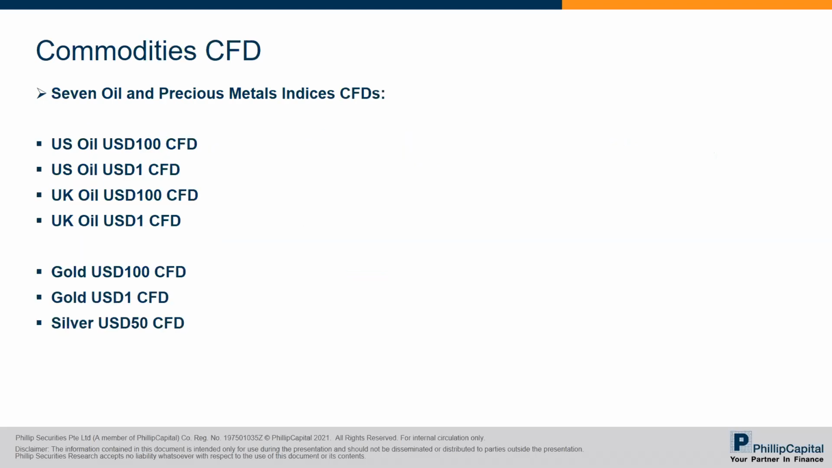If you are looking to trade commodities, we also have contracts for them. These are in-house contracts as well, available for US oil, UK oil, gold and silver. So you see the dollar amount behind the contract name. Those refer to the profit or loss you will make per point movement of the index contract. So let's say if it's $100 USD, it means that every 1 point up or down will be $100 profit or loss in your account.